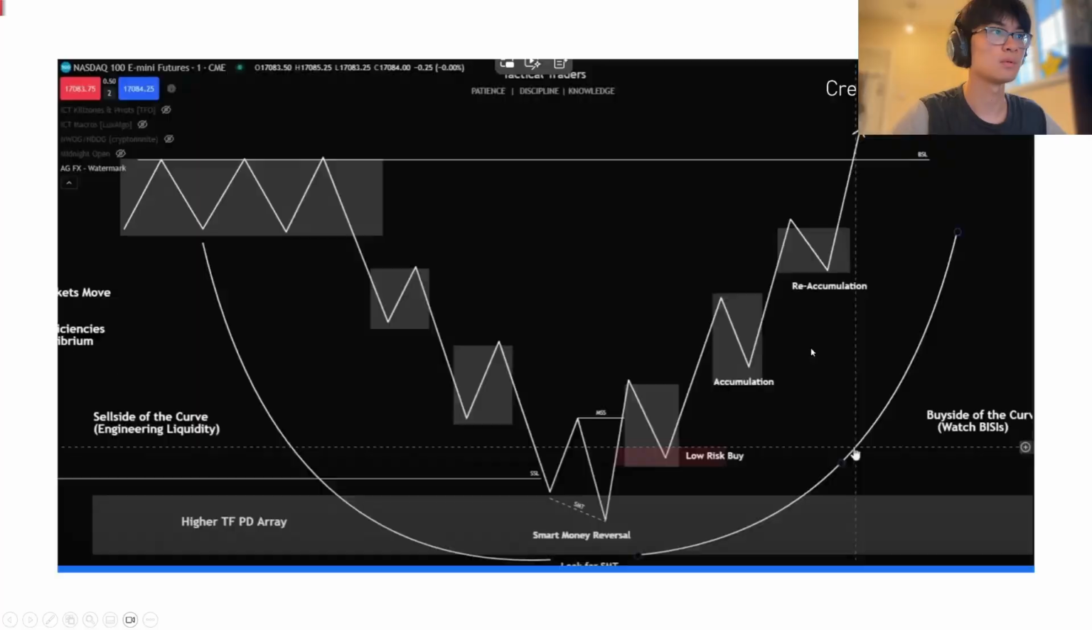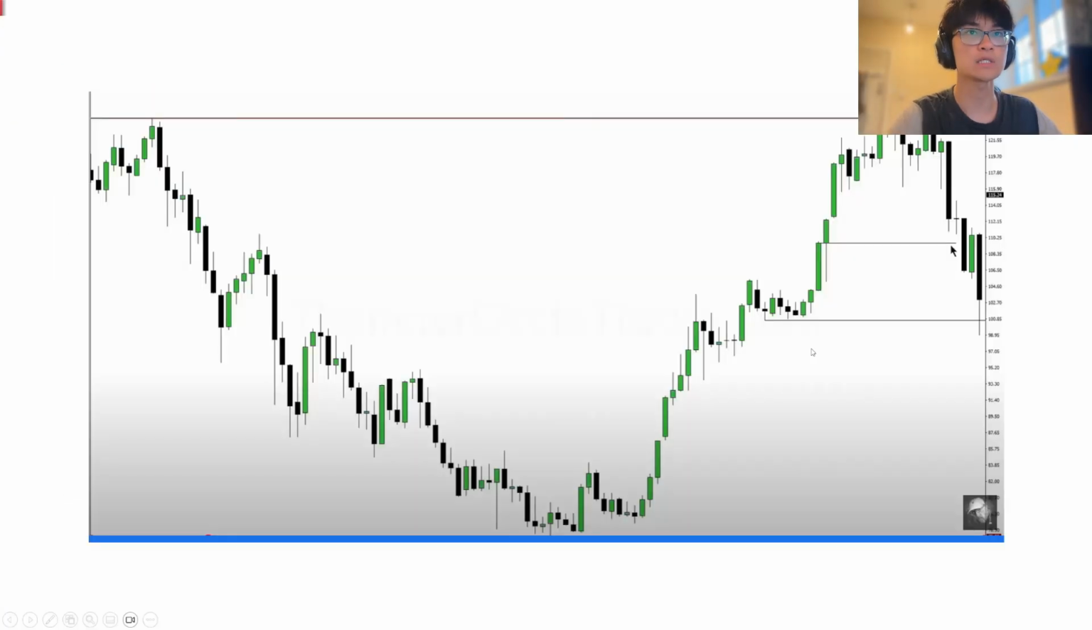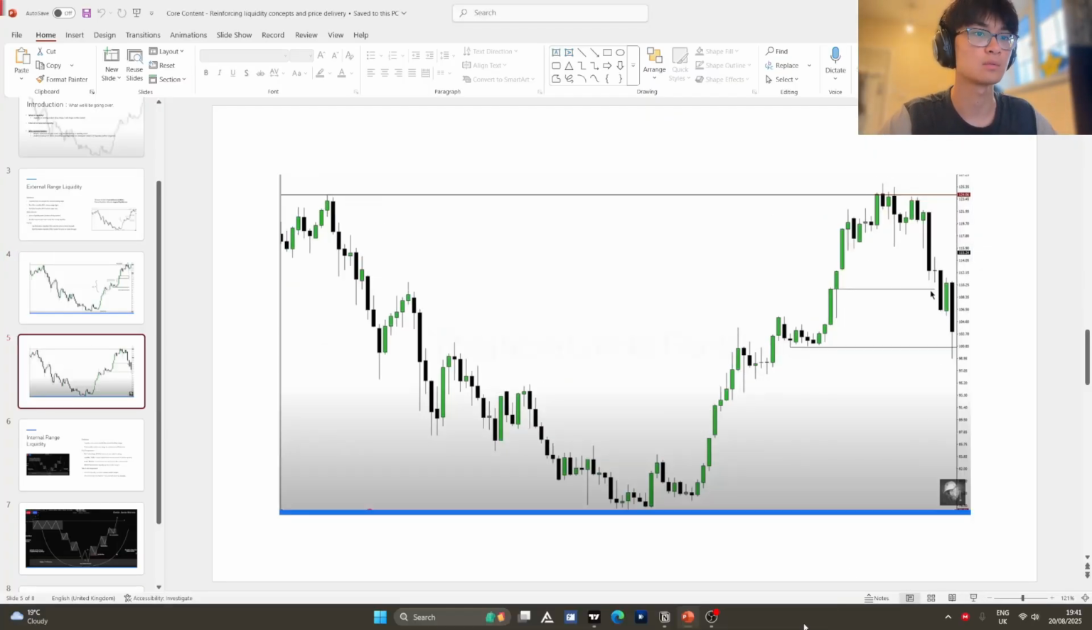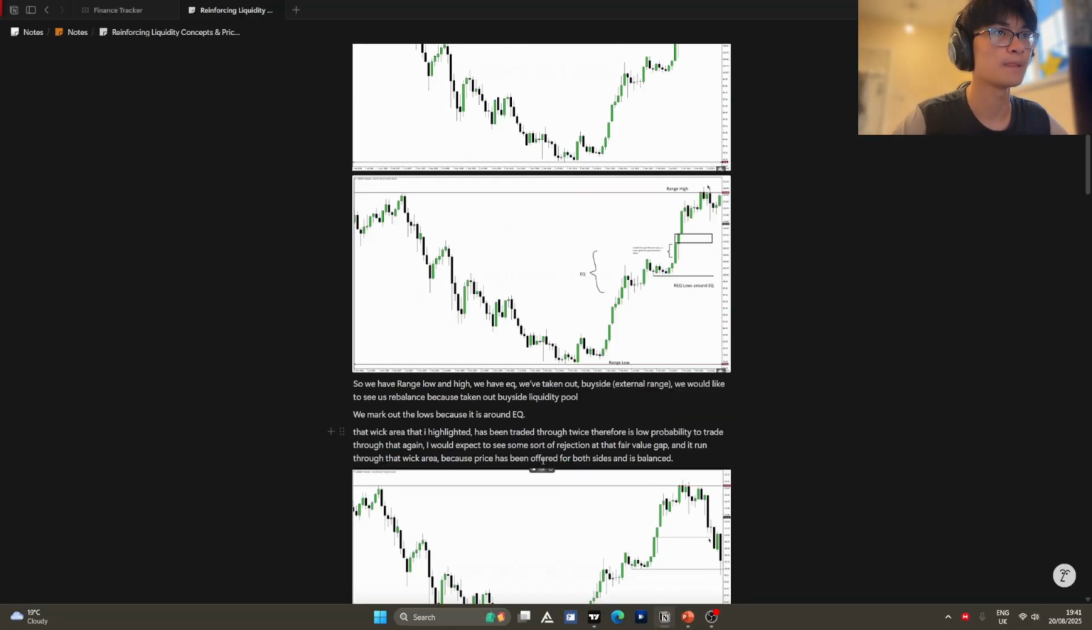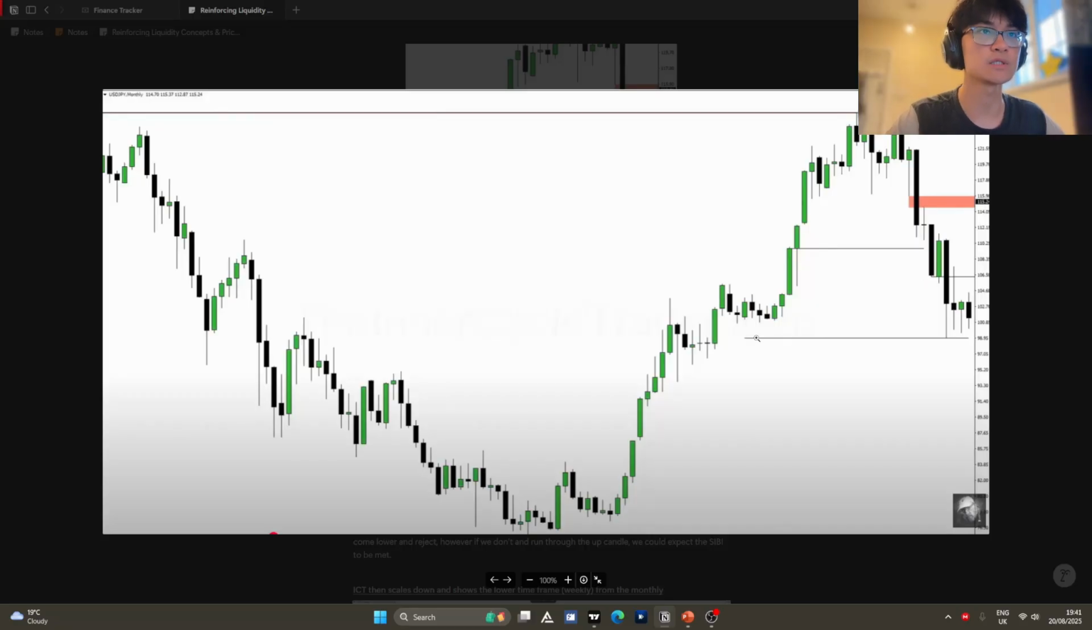So that's actually kind of it. We're going to now go to the Notion and explain. So ICT uses this image. He uses this external range low, that's why he's put the line here, and this external range high, that's why he moved the high from this high to this high.